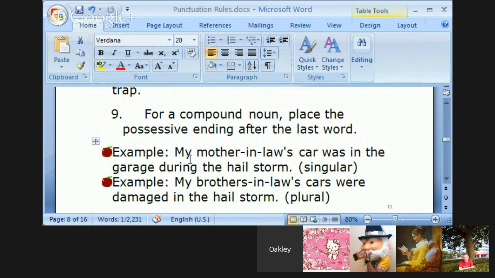For example, my mother-in-law's car was in the garage during the hailstorm. Mother-in-law's, I think that's fairly easy. The air conditioner's off switch wasn't working. Fine. My brother-in-law's cars were damaged in the hailstorm. So he had more than one car. Still, no difference here, really. It doesn't matter if what you possess is plural or singular. No big deal there.